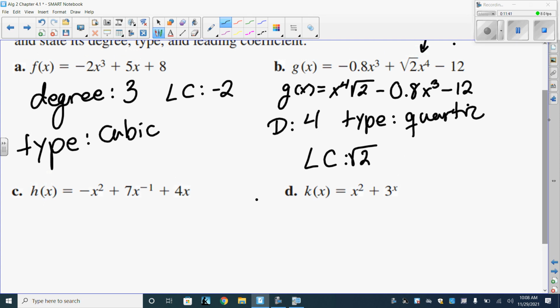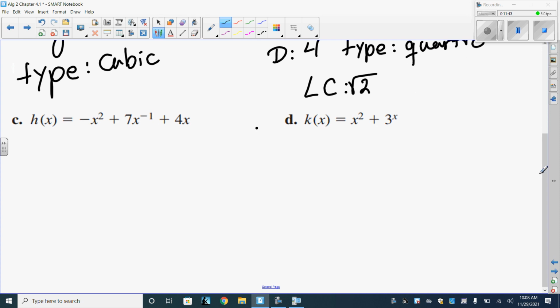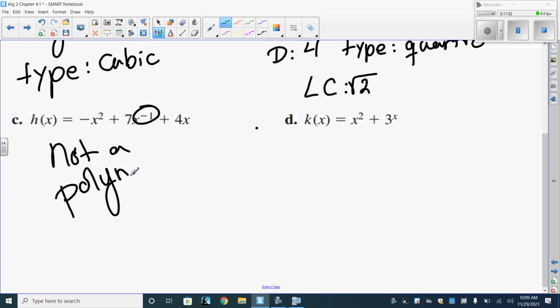Let's look at C. We have a negative exponent, so not a polynomial. I always forget that one, don't I?